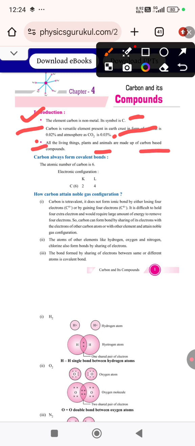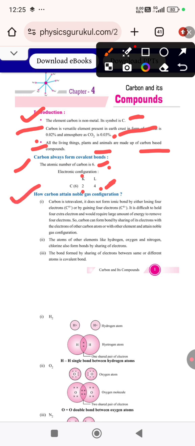Carbon always forms covalent bonds because the atomic number of carbon is 6, and its electronic configuration is K and L. K contains 2 electrons and L contains 4 electrons. So in the outermost shell there are 4 electrons, so it forms covalent bonds. How does carbon attain noble gas configuration?